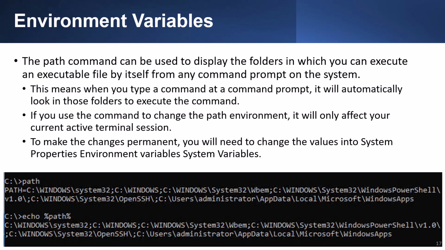The path command can be used to display the folders in which you can execute an executable file by itself from any command prompt on the system. This means when you type a command at the command prompt, it will automatically look in these folders to execute the command. If you use the command to change the path environment, it will only affect your current active terminal session. To make the changes permanent, you'll need to change the values in the System Properties, Environment Variables, System variables.